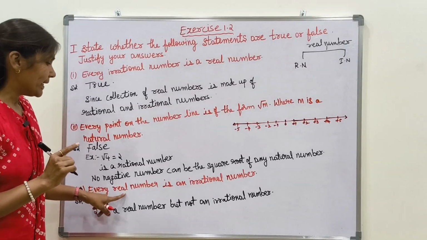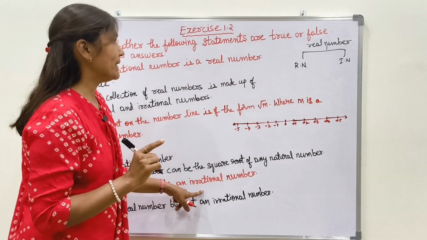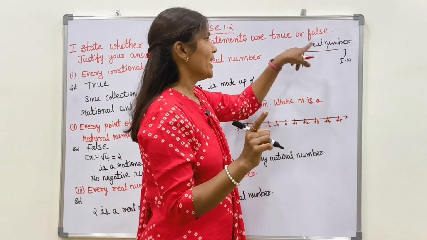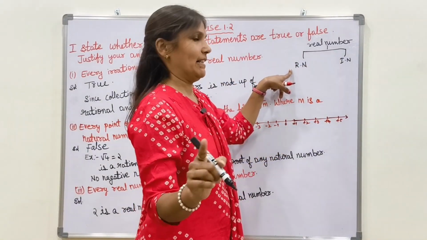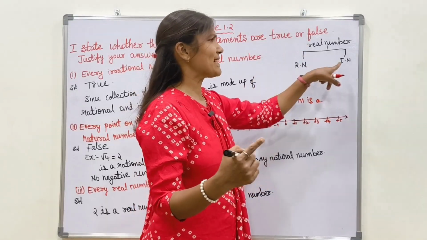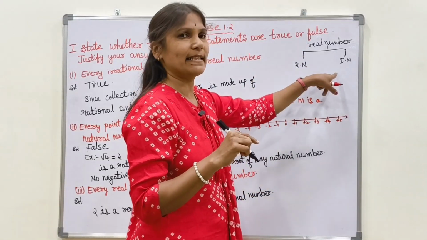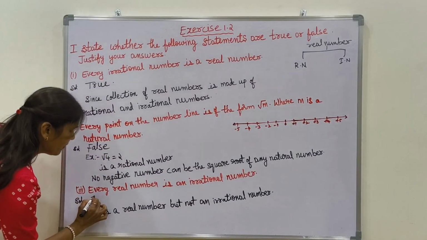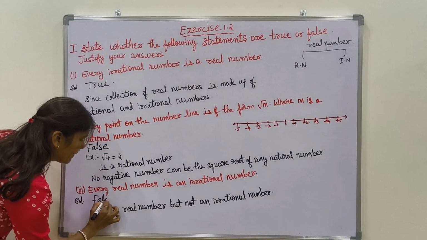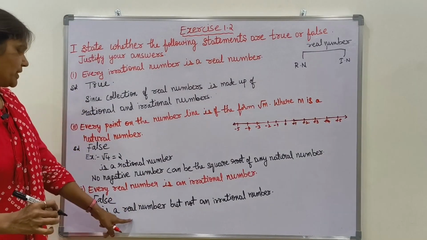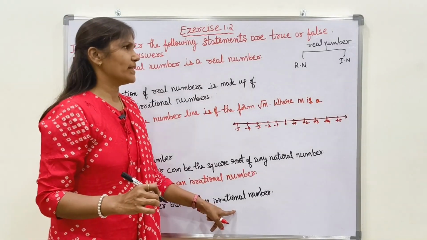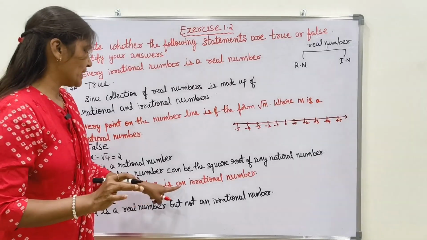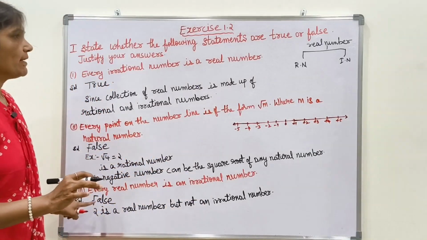Next, third one. Every real number is an irrational number. False. Every real number is a rational number. False. Real number means rational and irrational mixing is there, so it is false. So you can write this answer as false. Example: you take 2, it is a real number, but it is not an irrational number. So every real number is an irrational number means it is false.